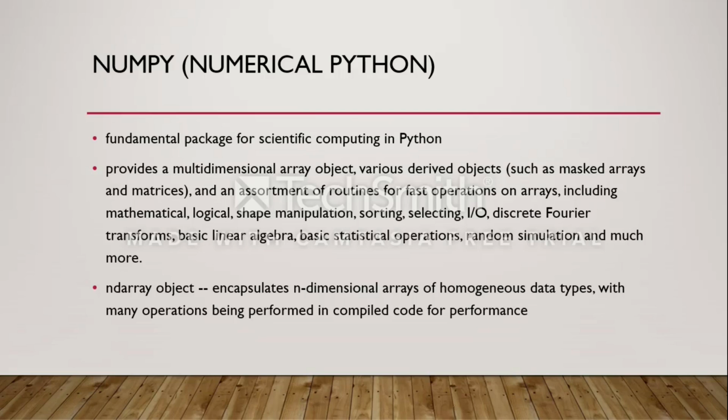That means this array can be, as you know, so far we have used one-dimensional or two-dimensional arrays. Similarly, here I can create n-dimensional arrays of homogeneous data types. That is important. That means when we create an array with this NumPy object, it is going to take only a single data type. So I have to mention that data type.